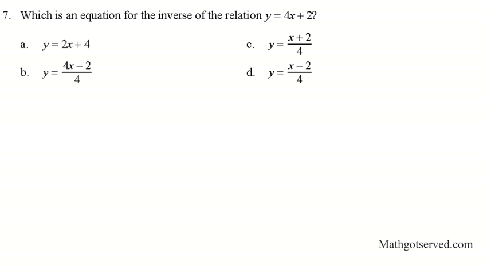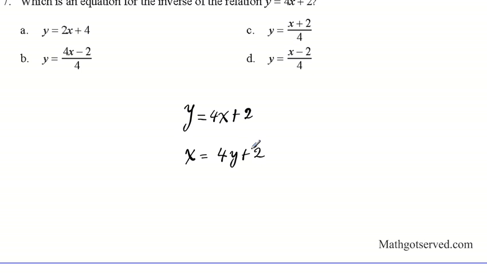Now what is the inverse of the relation y equals 4x plus 2? I'm going to switch my x and my y's first, so I'll have x equals 4y plus 2. And then if I isolate my y, that will be my inverse. So how do I do that? That's a two-step procedure. I'll subtract 2 and divide by 4, and that will be my inverse, okay?